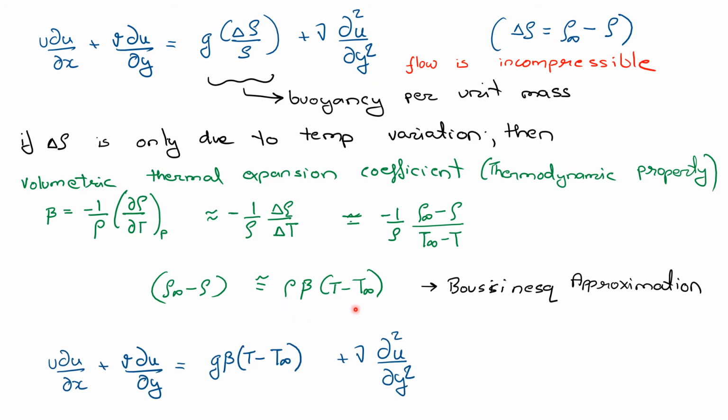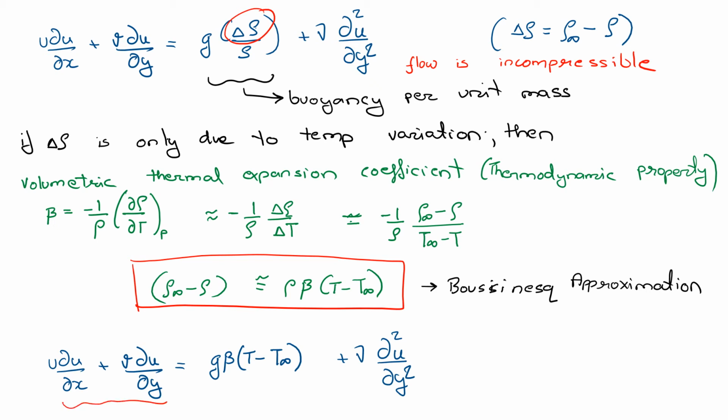So after we replace this particular equation here, we get this equation. So the equation we get is, our left hand side is the same. Our first term on the right is g times beta times T minus T infinity plus the viscous term. Okay, so now we have changed the form of our x momentum equation that we originally had, but we still don't have a dimensionless form of this equation.